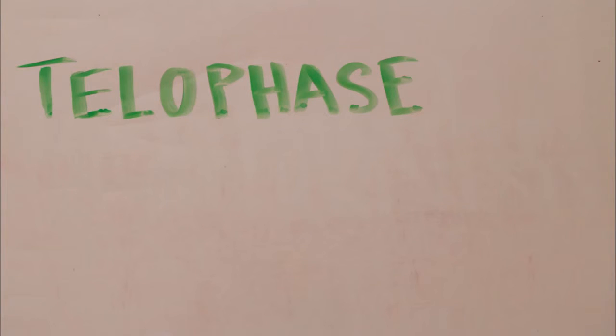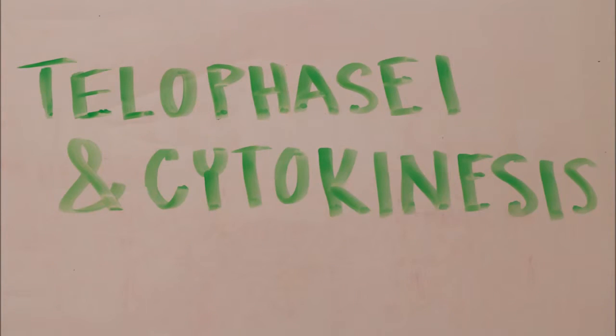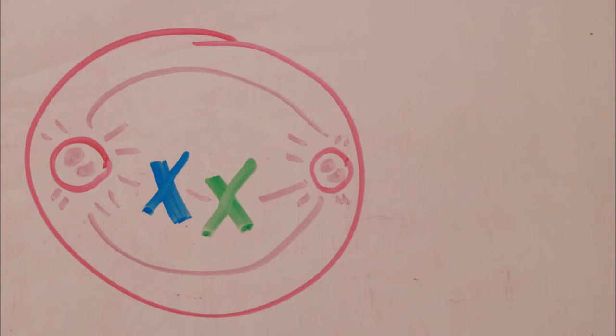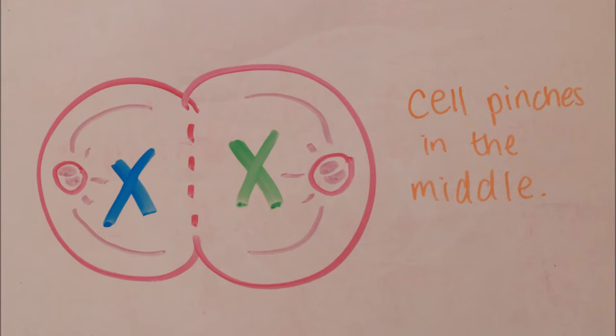The fifth step is telophase 1 and cytokinesis. The chromosomes finish what they started and completely pull themselves to opposite sides. A membrane forms around each set of chromosomes to create 2 new nuclei. A single cell then pinches in the middle to form 2 new separate daughter cells. This step is called cytokinesis.